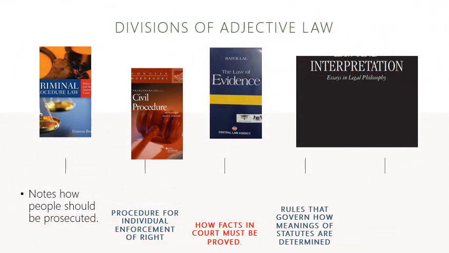So these are the divisions of adjective law. We have criminal procedure, which tells how people should be prosecuted. Then we have civil procedure, which sets out the procedure for individual enforcement of rights. Then we have the law of evidence, how facts in court must be proved. It gives us the evidentiary know-how of court. And then we have legal interpretation. It tells us the rules that govern how the meanings of statutes are determined. So this is adjective law, or procedural law.